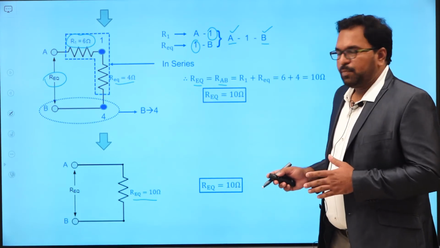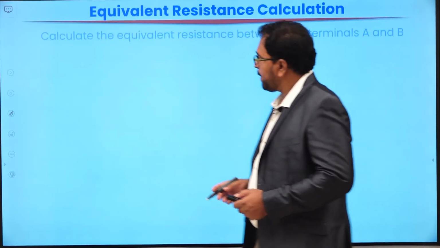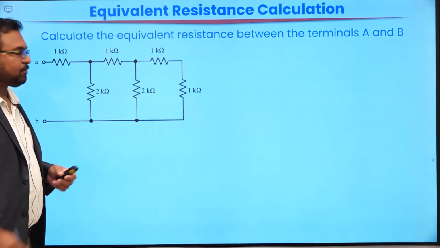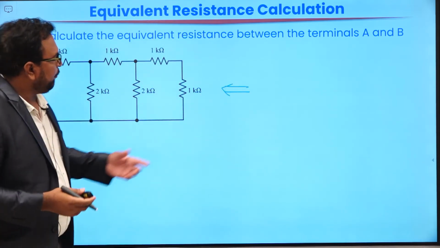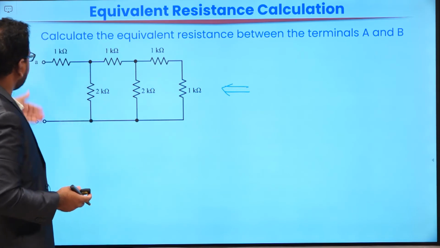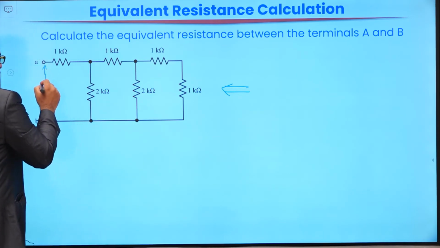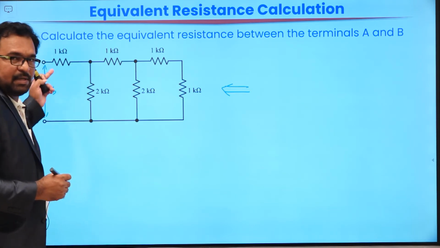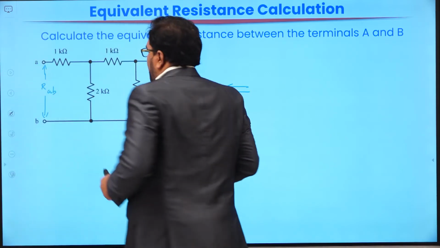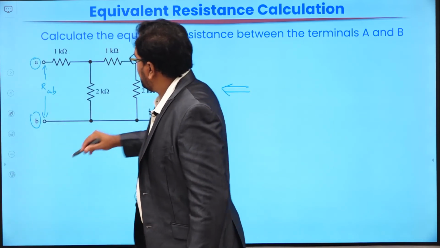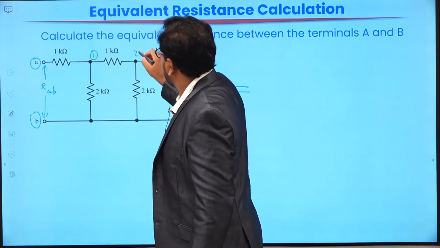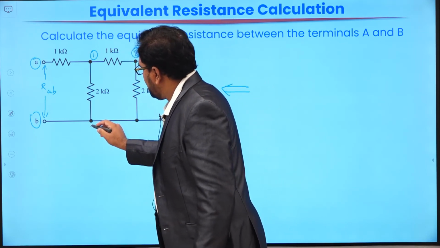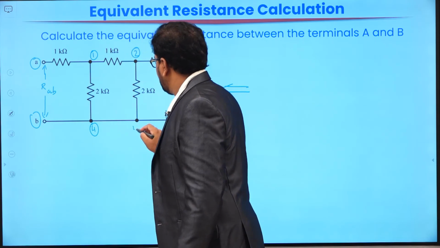Now let us solve one problem. Here the circuit is given like this. As I already told you, we have to calculate from the opposite side of the terminals. Here we are asked to calculate the equivalent resistance between the terminals A and B. Apart from terminals A and B, what are the other nodes present? This is the first node, second node, third node, and this is the fourth node and fifth node.